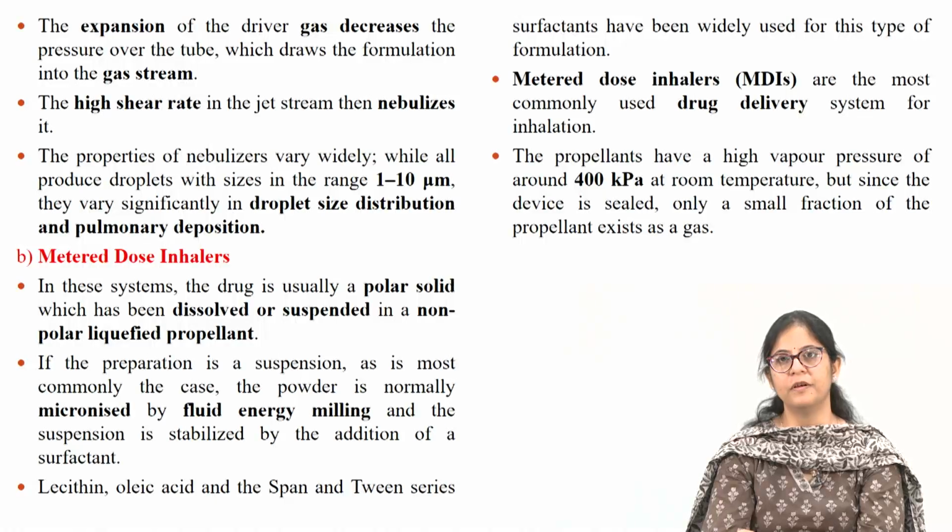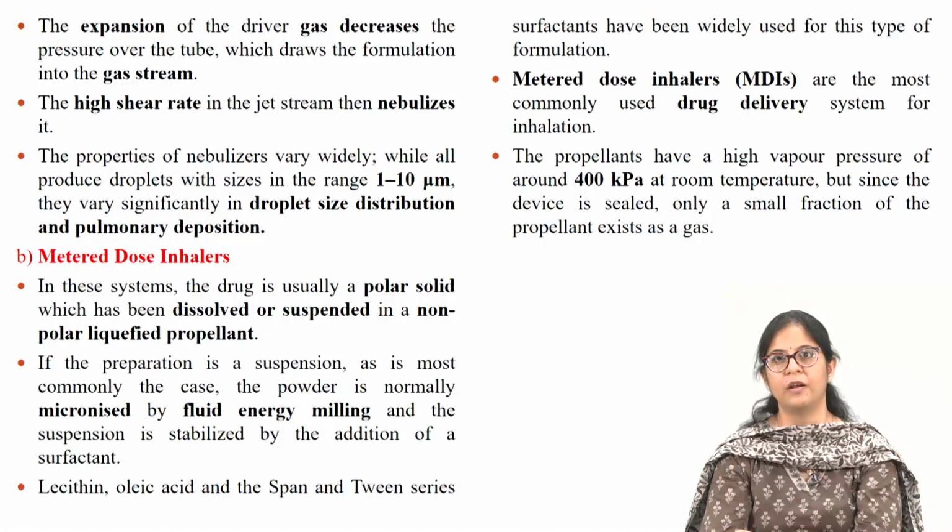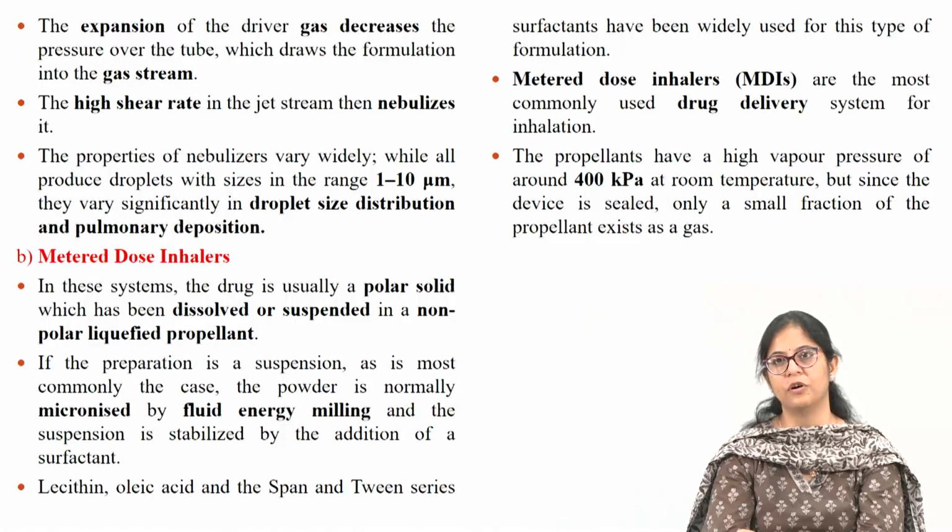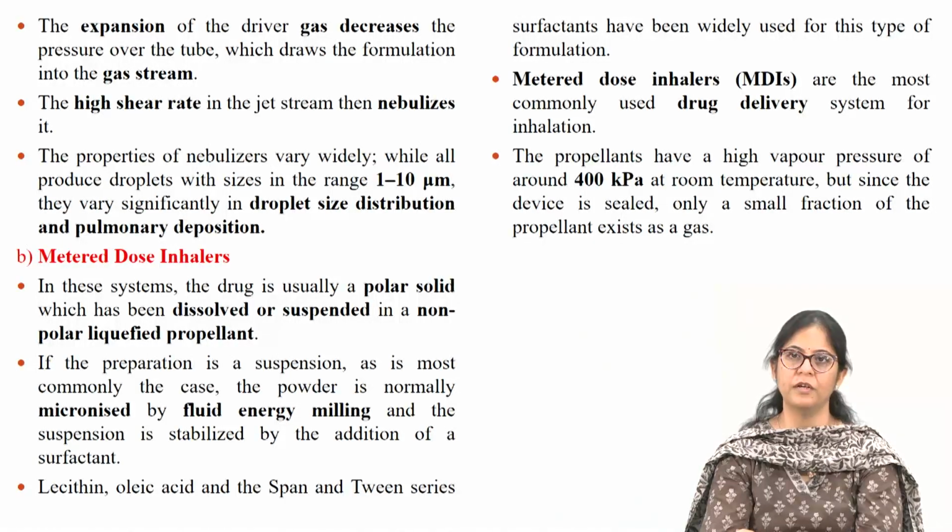The properties of nebulizers may vary. While all produce droplets with sizes in the range of 1 to 10 micrometer, they may vary significantly in the droplet size distribution and pulmonary distribution.